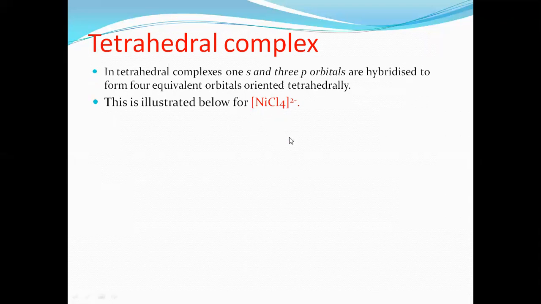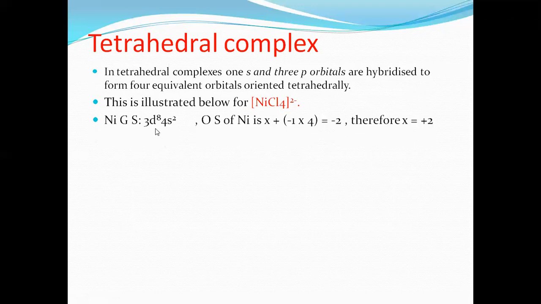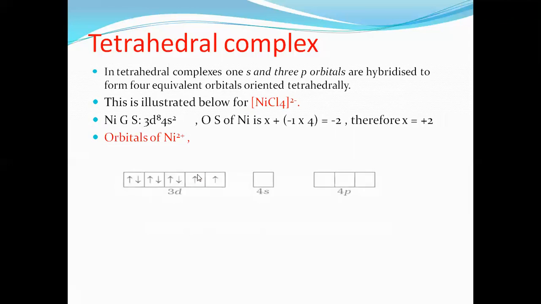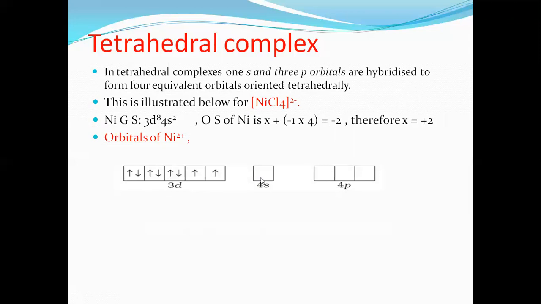We know that nickel in its ground state can be written as 3d8 4s2. The oxidation state of nickel we can calculate here as x. Chloride is -1, therefore -1 times 4 is equal to the charge -2. Therefore x is +2. Hence, nickel takes the oxidation state of +2. 2 electrons have to be lost, and those 2 electrons are lost from 4s. Therefore, in the Ni2+ state it has the configuration 3d8, 4s0, 4p0.